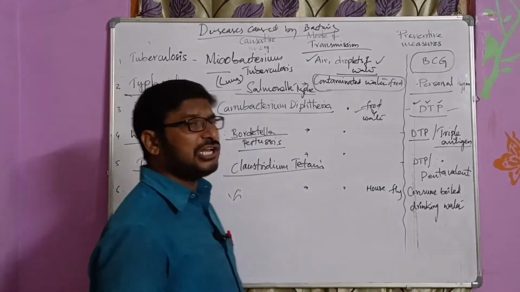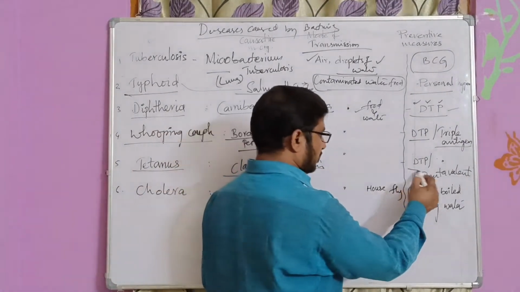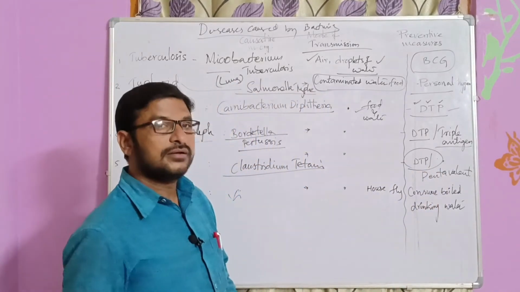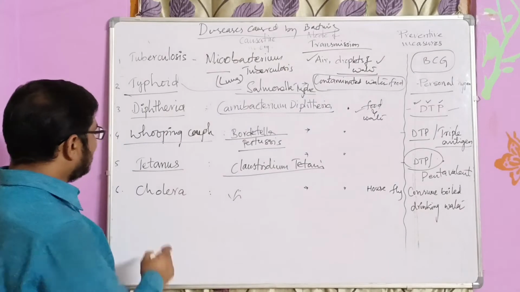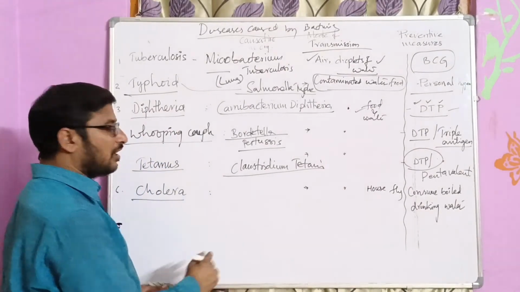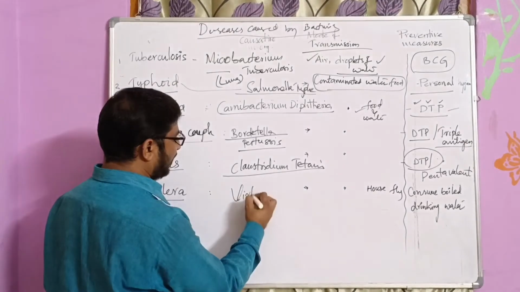And the DTP vaccine is used for this tetanus disease. Then the last one is cholera. Cholera is caused by a bacteria called Vibrio cholerae.